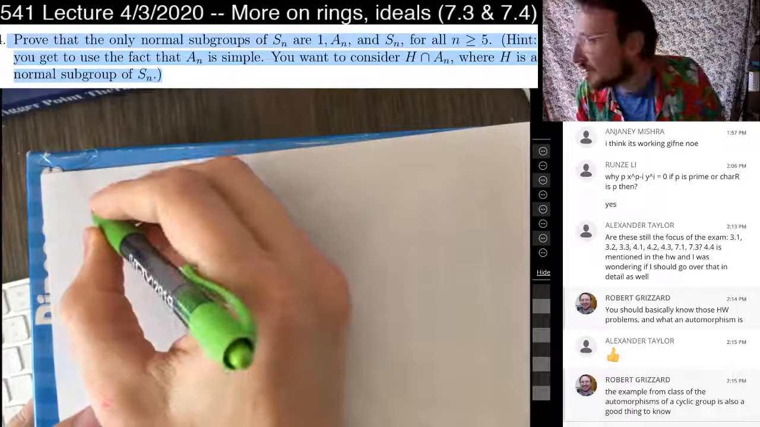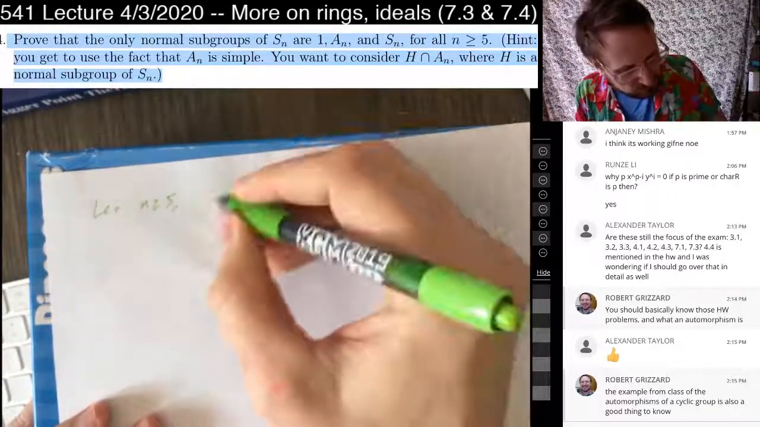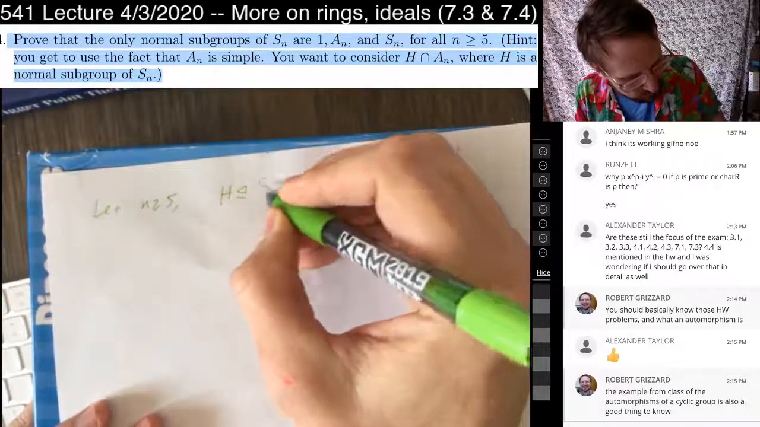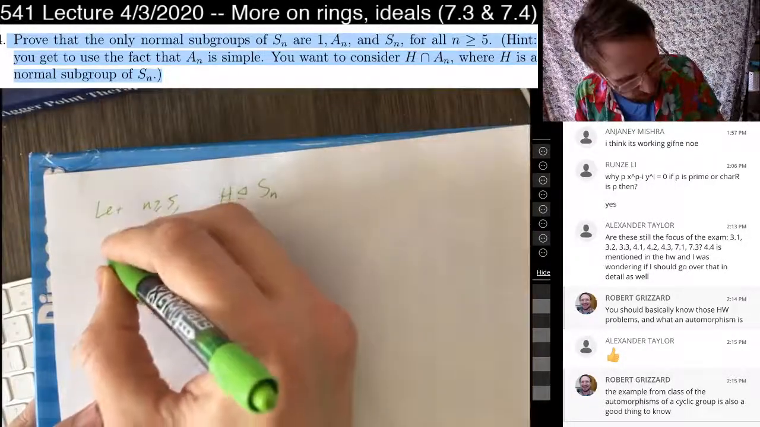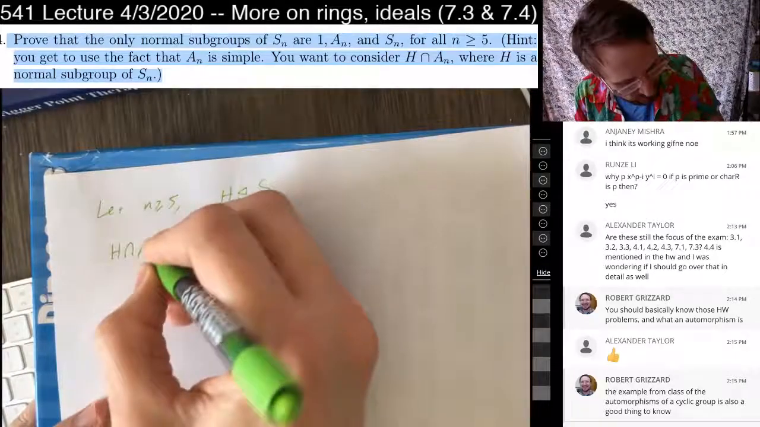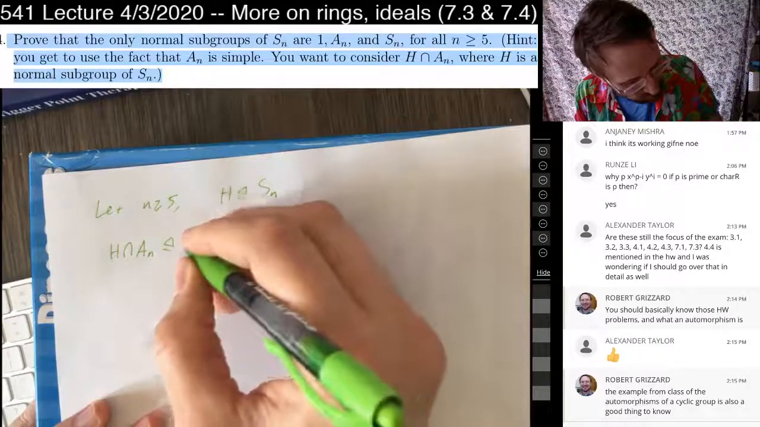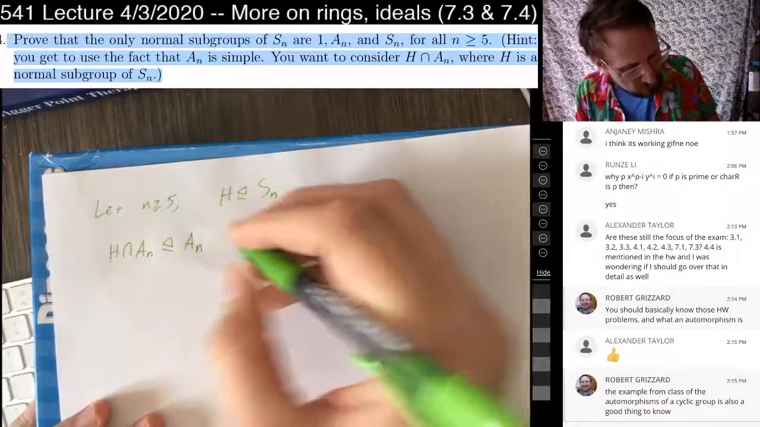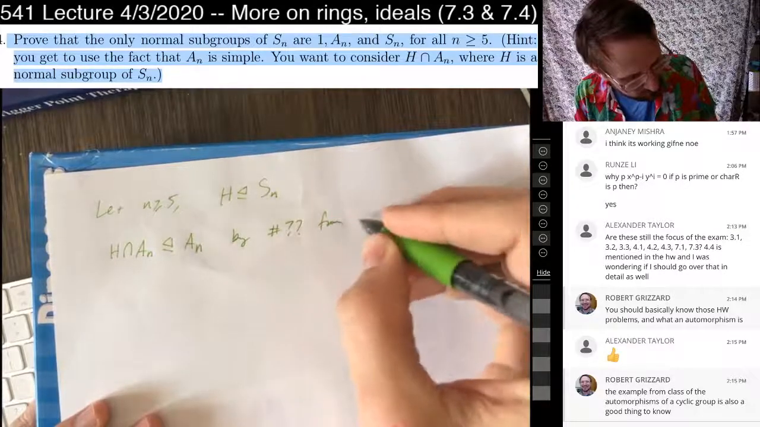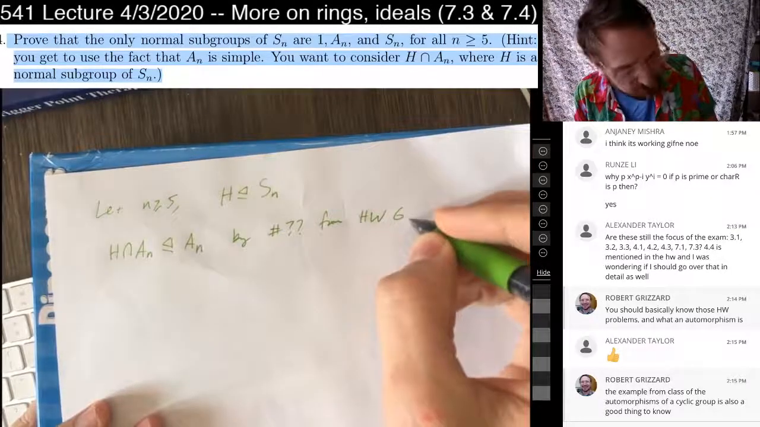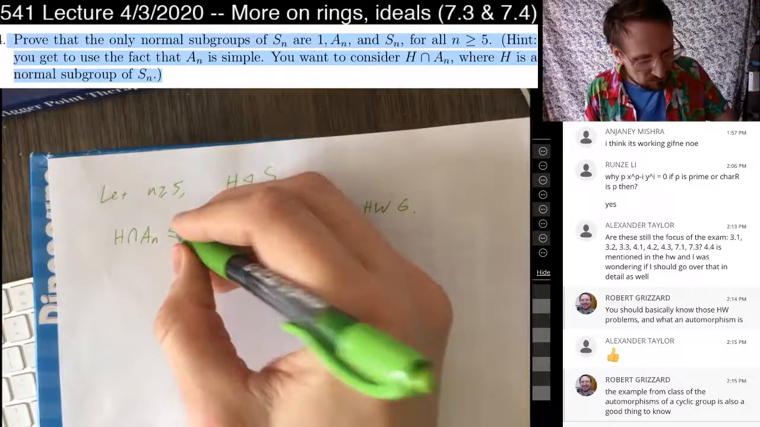So let n be greater than or equal to 5. H is a normal subgroup of Sn, right? So we know that H intersect An is normal in An by a problem from homework 6, I think, right? Oh, wait, why is this true?